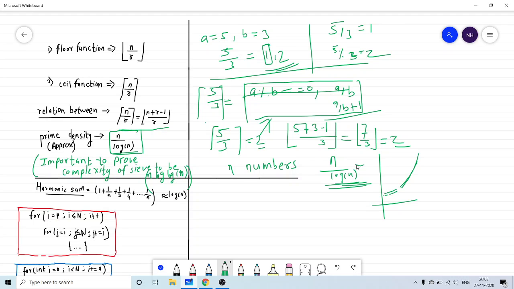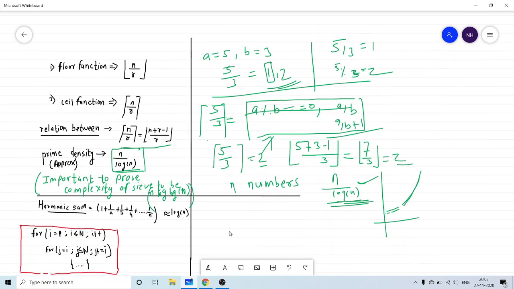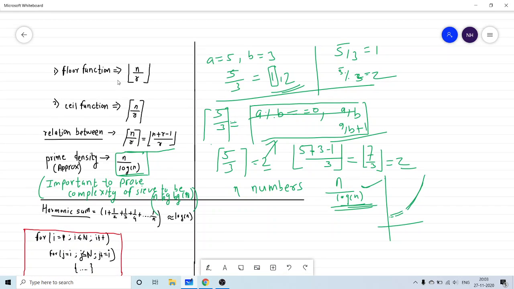This is very important, and I will also use it to prove why the complexity of the sieve is n log log n. Okay. So this is the stuff. What I told is the floor function, the ceil function, and the relationship between them. Many of you might know this already. This is basic stuff, but no worries. This relationship between them is not so common, but okay.